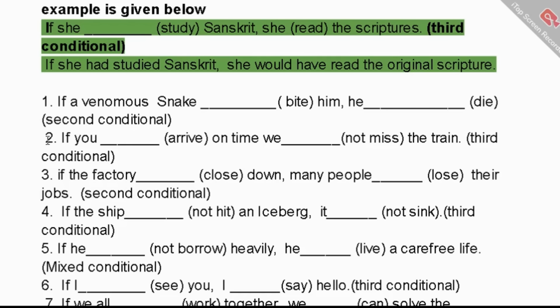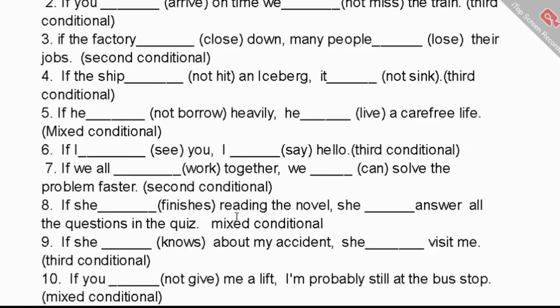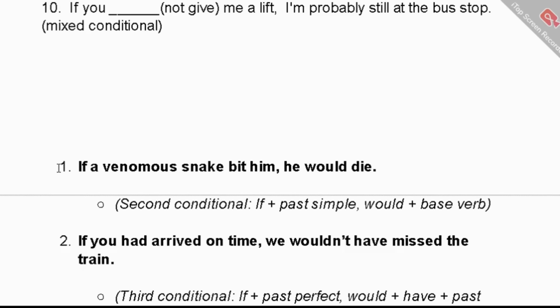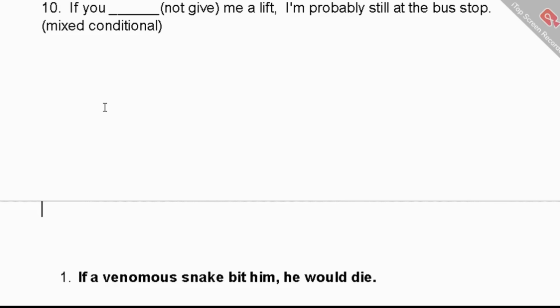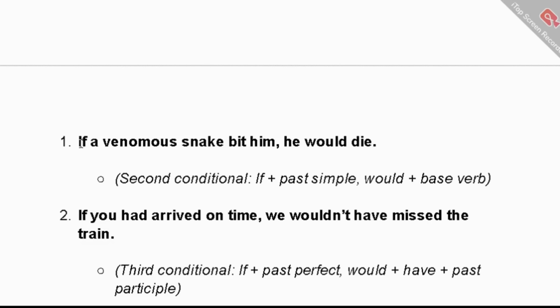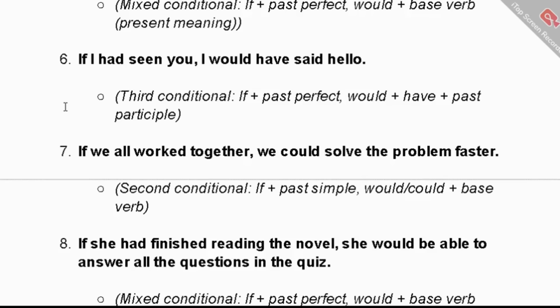Remember the structure of the second conditional, that is if plus past simple plus would plus V1. So what would be the answer? If a venomous snake bit him, he would die. So that would be the second conditional. Here I have written the answers. You can see all the answers.